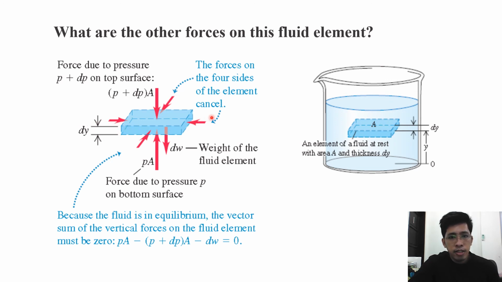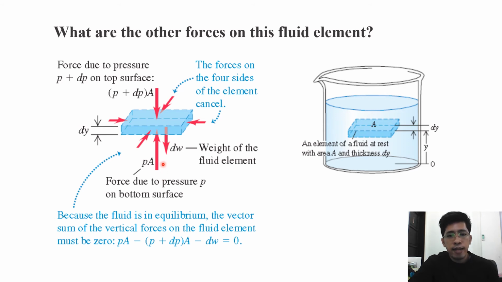you also have another force here, another force at this side, and another force at the back side. But these forces on the four sides of the element just cancel out. Thus, we are left with three forces on the fluid element: a force due to the pressure on the bottom surface, another force due to the pressure at the top surface, and the weight dW. So we have these three forces.